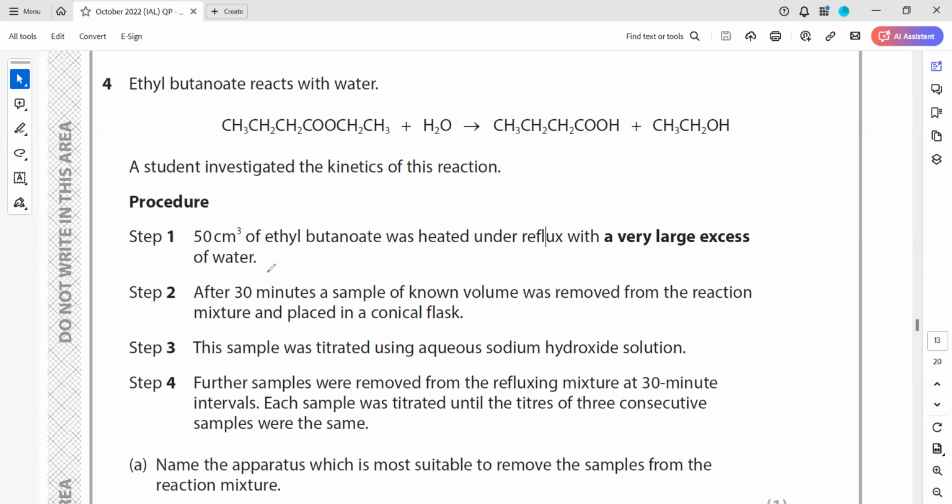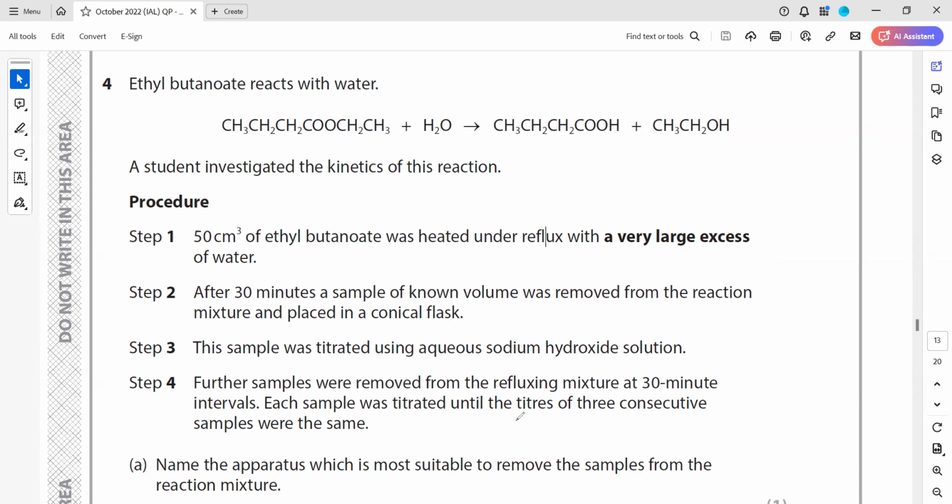After 30 minutes, a sample of known volume was removed and placed in a conical flask. Then the sample was titrated using sodium hydroxide. So sodium hydroxide will react with an acid. Further samples were removed. This is what we call sampling, to work out the rate of reaction. Further samples were removed from the reflux mixture at 30 minute intervals.